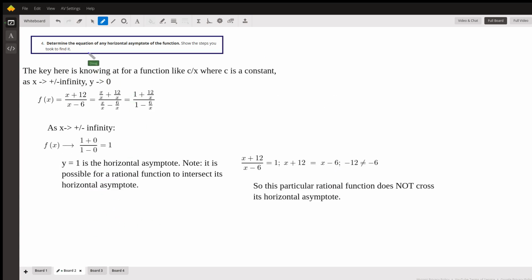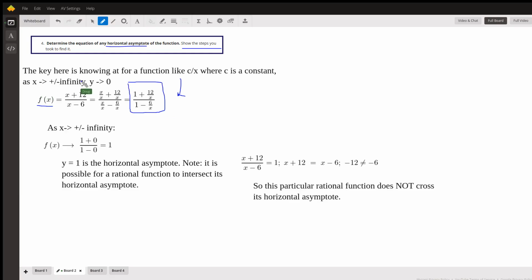On board 2, we'll talk about the horizontal asymptote for a second. There's actually 3 separate rules for this. But if you have a rational function, the key is understanding, this says show the steps you took to find it. These are the steps you would probably go through. If you divide every term in the numerator and denominator by the highest degree term, you get something that looks like this. I divided every term by x.